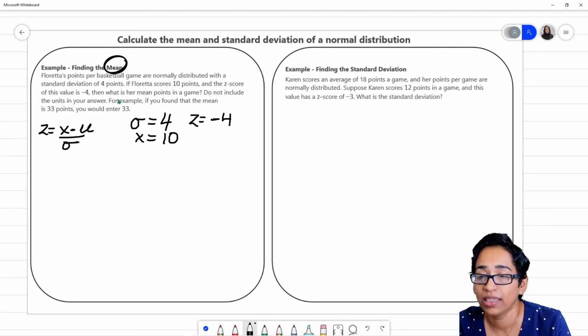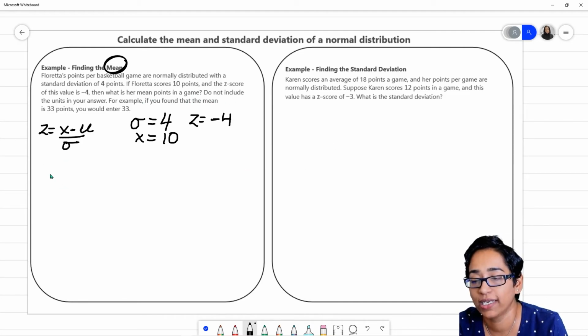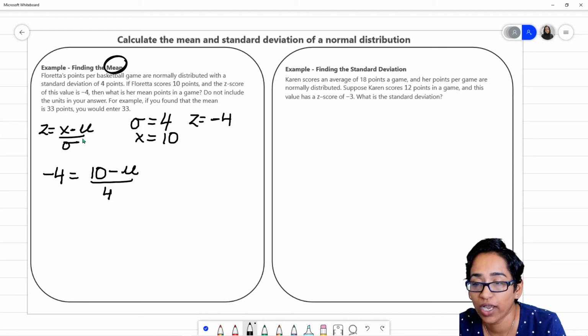Okay, then what is her mean points in an average game? All right, so I have the z-score, which is negative 4. I have the x value, which is 10. I do not have the mean, which is mu. I do have the standard deviation, which is 4. To find the mean, I simply cross multiply. So negative 4 times positive 4 is negative 16, which is equal to 10 minus mu, right?